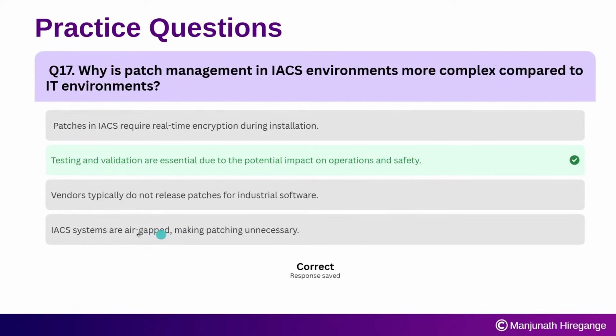And why not this? There is some myth: IACS systems are air-gapped, making patching unnecessary. Yeah, this is also incorrect because while maybe some of the IACS systems are air-gapped, many are connected to networks for monitoring and management purposes, right? So those situations are vulnerable to cyber threats. Even air gapping alone does not eliminate the need for patching, especially for systems interacting with external networks. So the right answer is B.